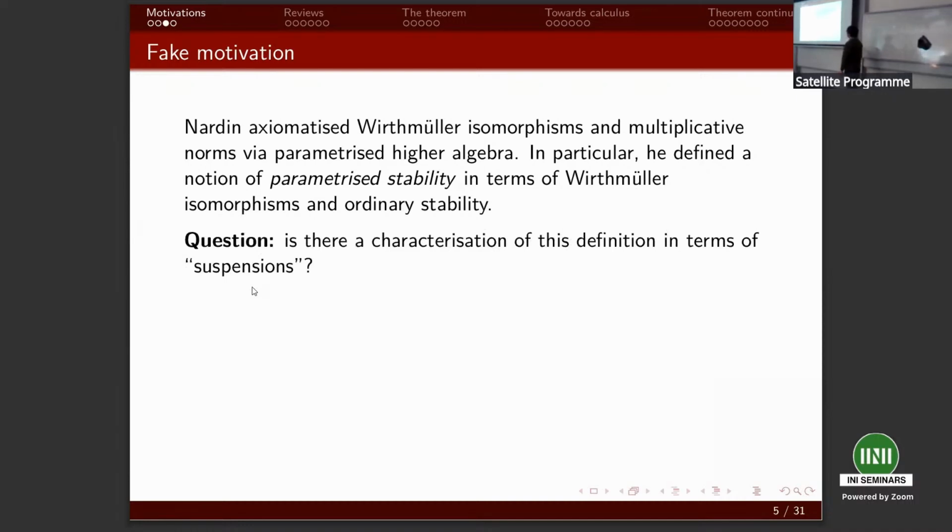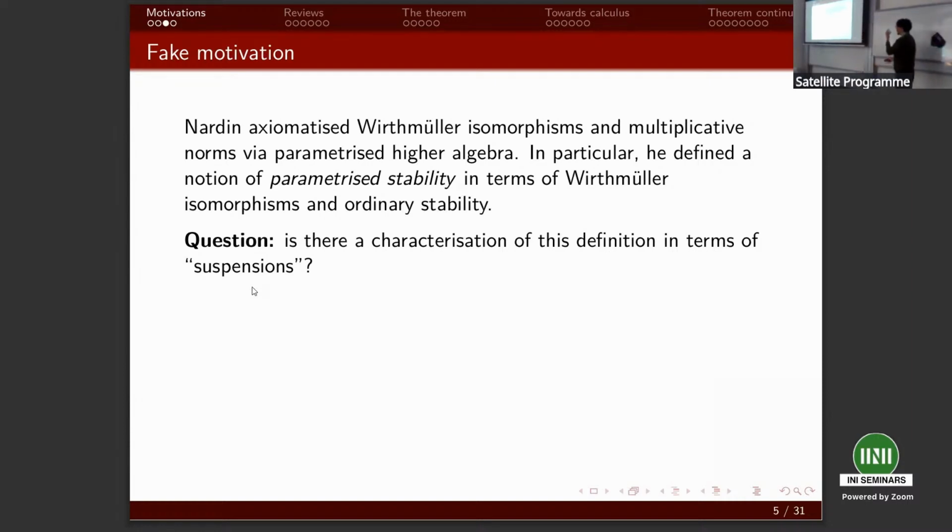Just for purely aesthetic reasons, there are two sort of unrelated conditions. You can ask if you can find one condition to define what stability is. And the way I want to phrase this question is whether or not you can define it in terms of suspension. Why do I ask this question? Well, here's a fact. If you are a pointed presentable category, then being stable is the same as your suspension endofunctor being a self-equivalence. So there's a spherical feeling to stability because of this.